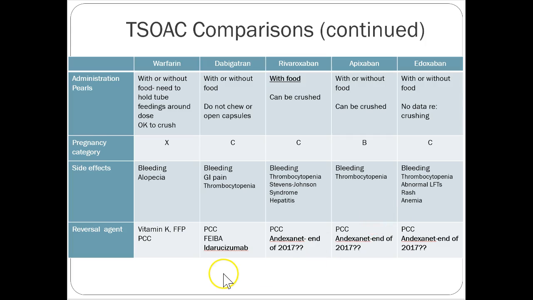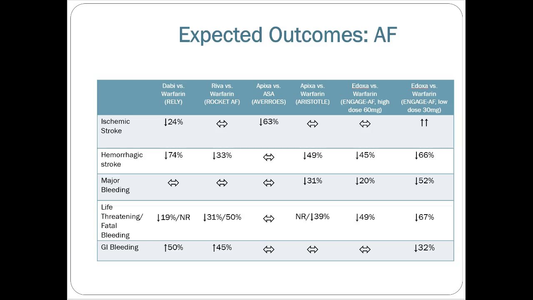Someday maybe. Reversal agents: two on the market. We have idarucizumab and andexanet alfa, end of 2017. It's on the market now, so ignore that part of it. And I'll talk about these in a second specifically.